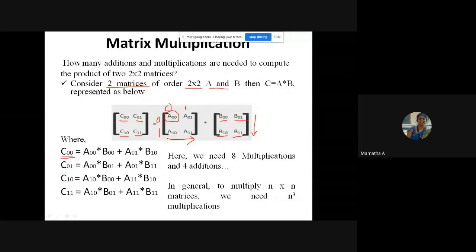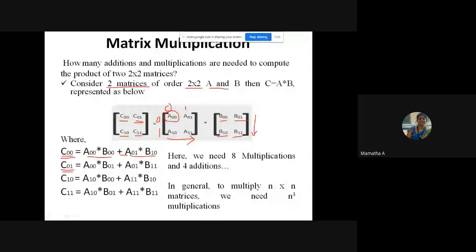How do you compute the first element of the product matrix? Hope I am audible. Students? Yes, ma'am, first row and first column multiplying. Yes, so how do you write it using these two matrices? A00 into B00 plus A01 into B10. Yes, A00 into B00 plus A01 into B10. Similarly, I can compute C01 as what?